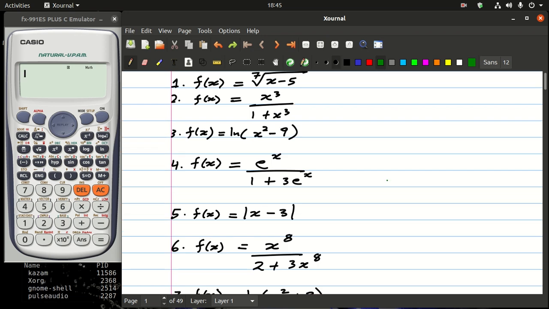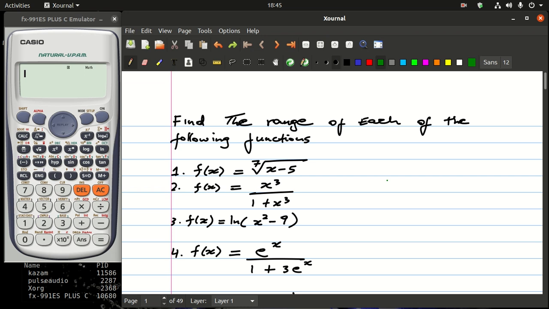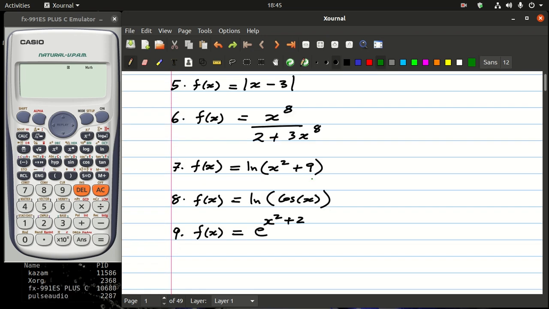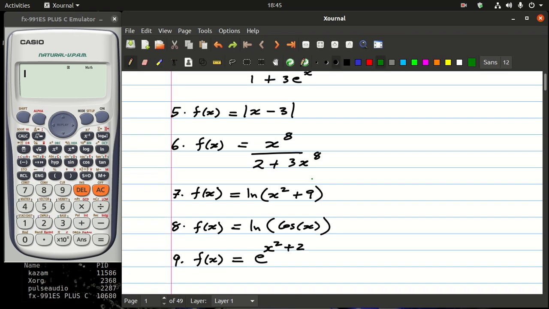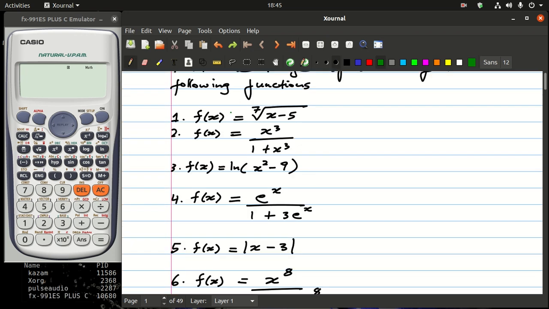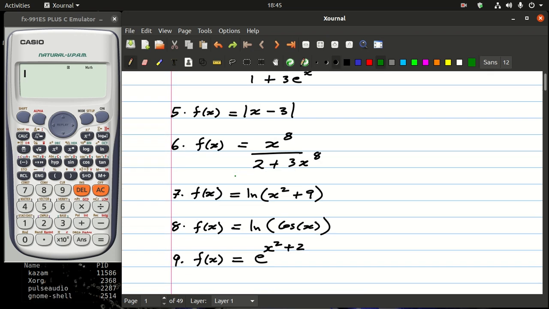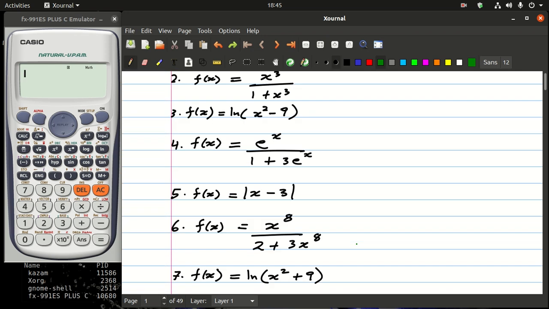Since the range is going to contribute about 10 point something percent in the test range and the inverse, I've realized that it will be fair if we look at a couple of problems about range calculations. I've compiled this list of about 9 problems on the range calculation. The first 6 we're going to solve using inverses, and the last 3 we're going to solve using composite functions.